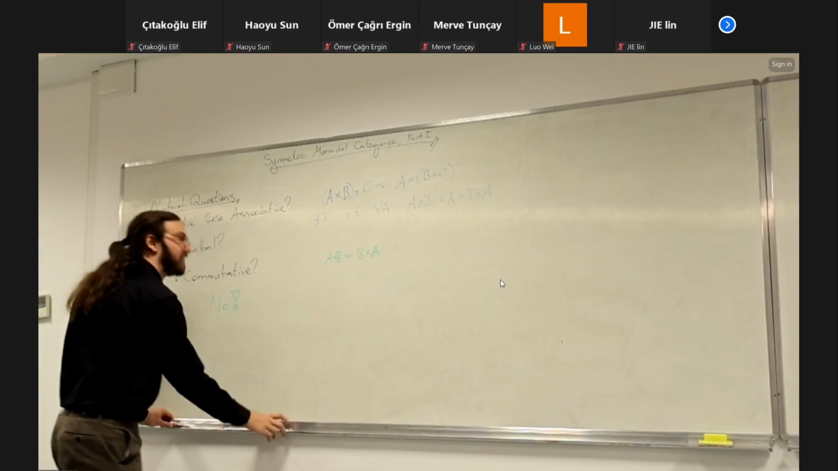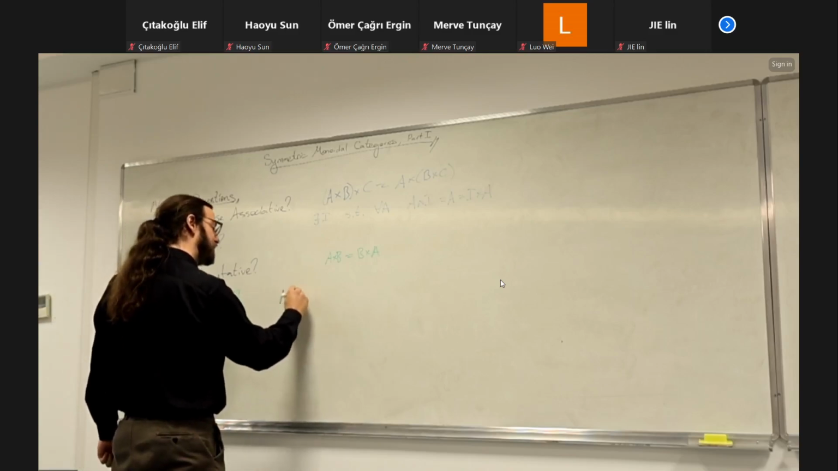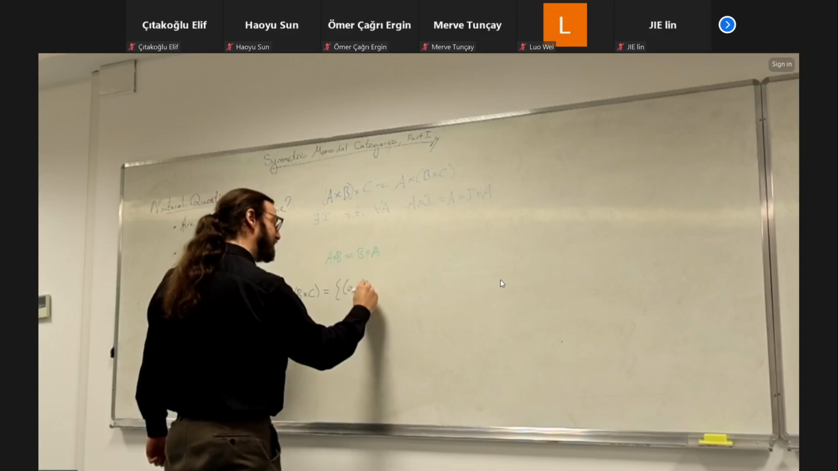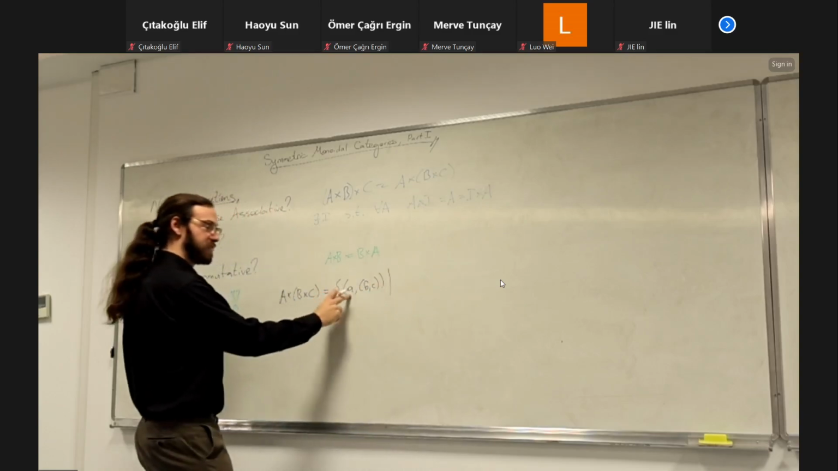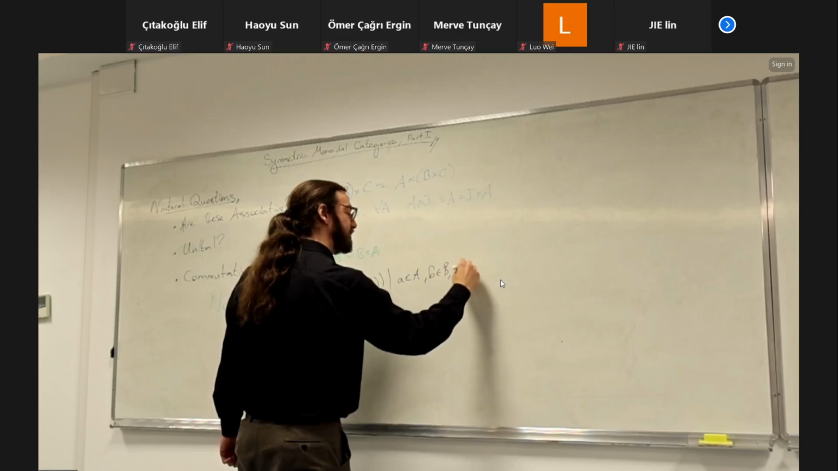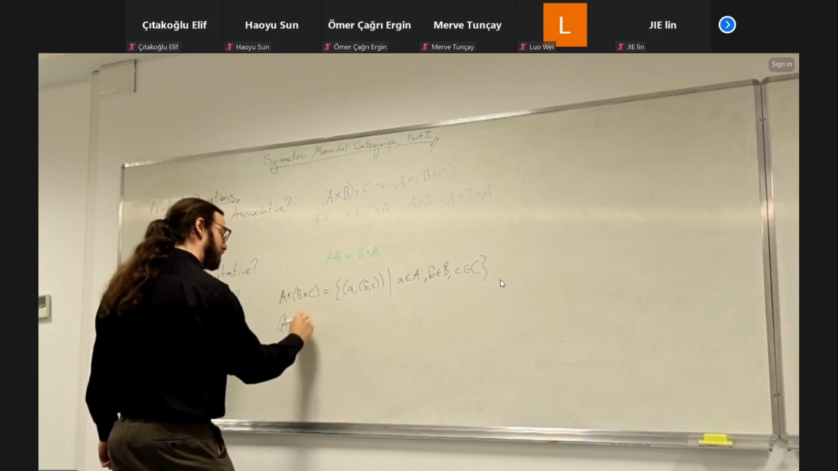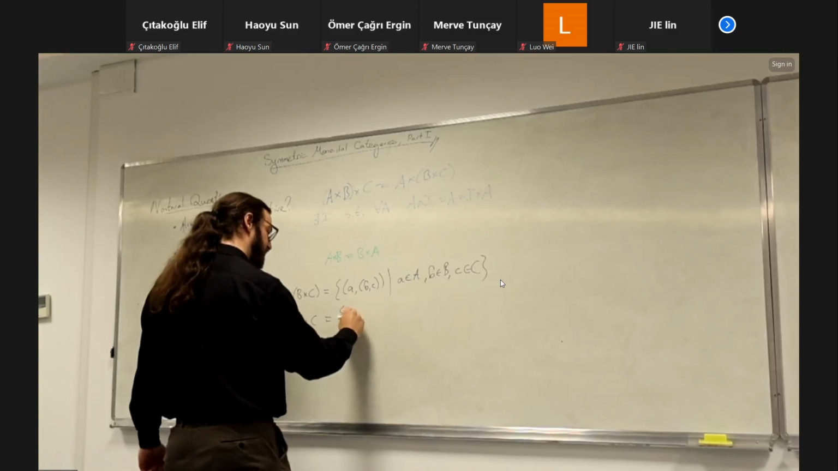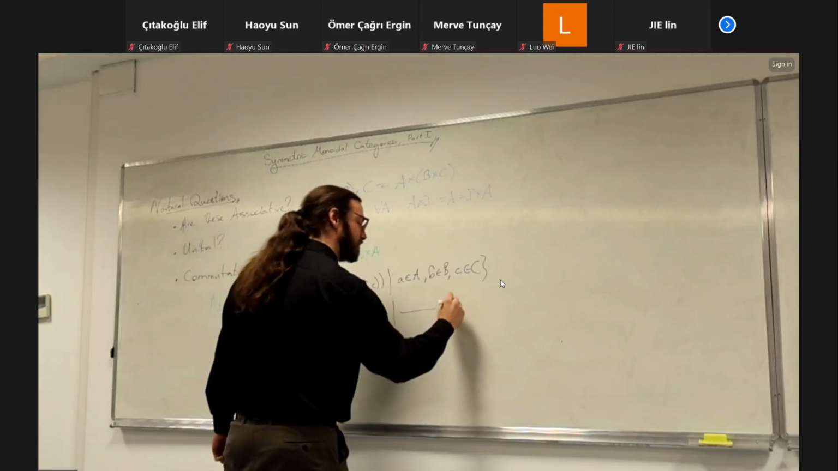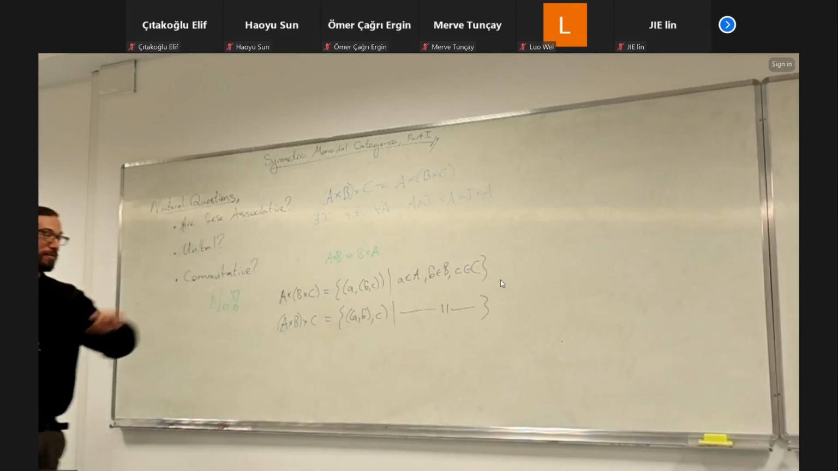is, let's look at first associativity. A cross B cross C is the set of A, B, C. It's a set of pairs consisting of an element and a pair, A in A, B in B, C in C, and A cross B cross C is a set of pairs where the first thing is a pair and the second is just an element. So these are not technically equal, but they are morally the same.